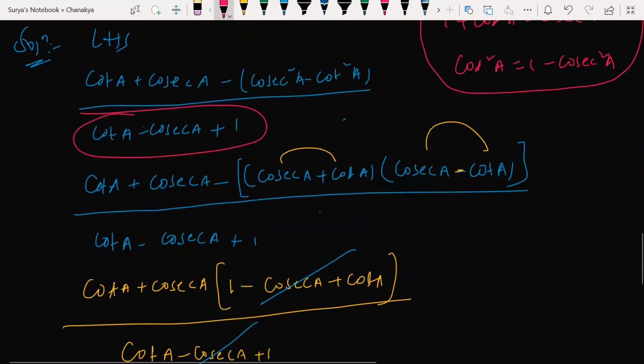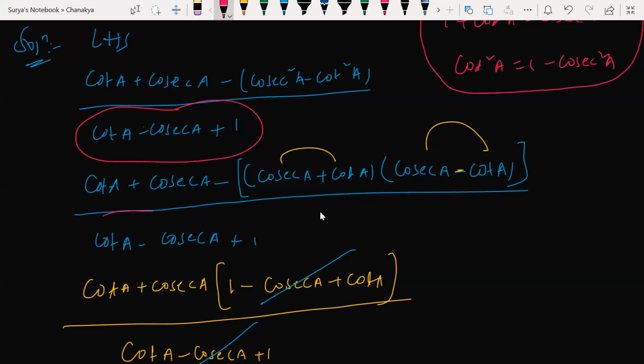Why? How did you get an idea to not write cosec square A minus cot square A in the denominator? Though you have written it in the numerator, why don't you write it in the denominator? That's my question here. I know you might be getting such a doubt. So what I'm telling here is, if you write the entire denominator as it is without disturbing that, it is going to be cancelled. How is it going to be cancelled?